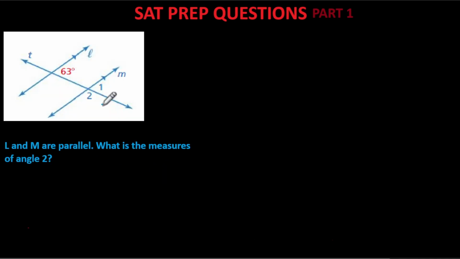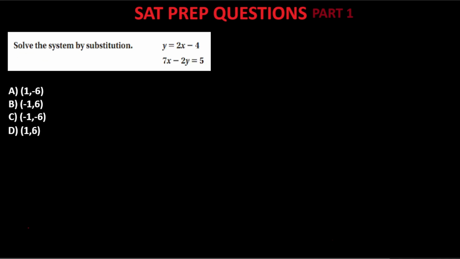In this question, you're given that L and M, these two lines, are parallel to each other. And we're given that this angle measures 63. Well, these angles are going to be equal to each other. So this one's also 63 degrees. And then to get from here, here's 180 degrees. So I do 180 minus 63. I get 117.